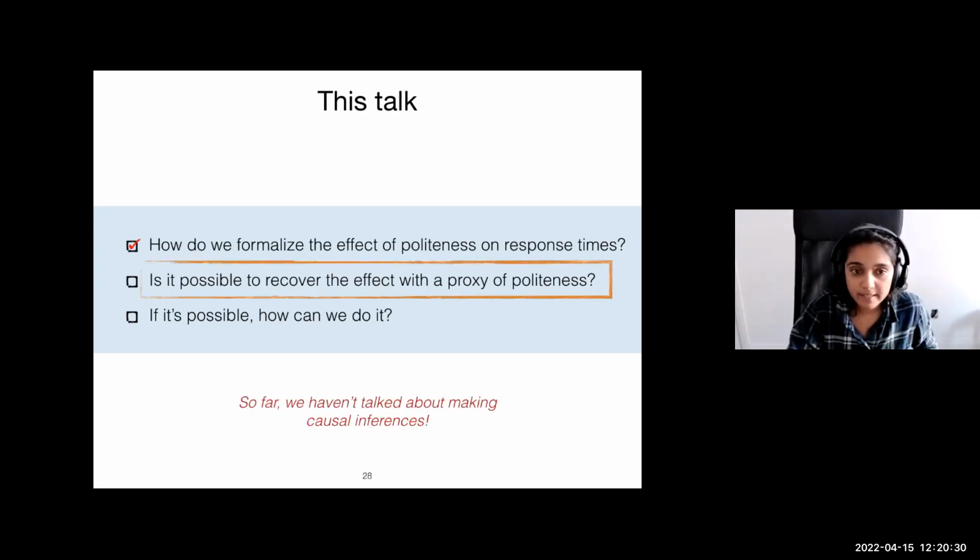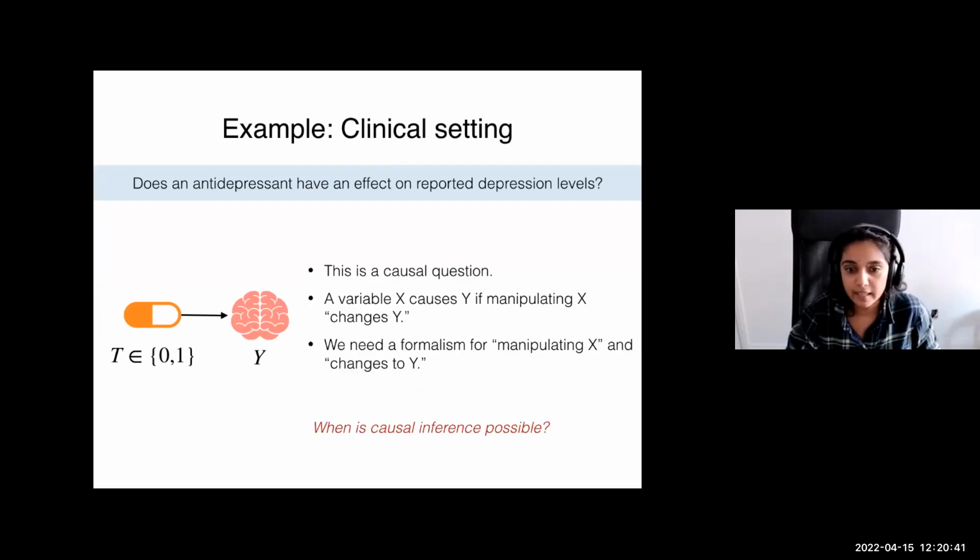So now we've talked about effects, but we haven't said anything about actually calculating interventional quantities with data. So I'm going to again go back to the clinical setting here to ask, when is causal inference even possible? To appreciate why this question is so difficult and challenging, let's consider that I certainly cannot, for every single person, both give them the drug and not give them the drug, right?